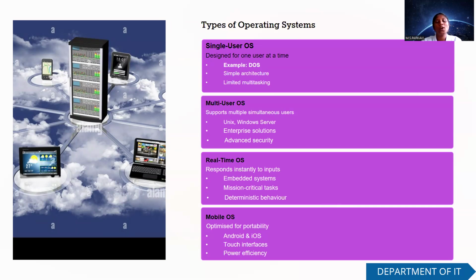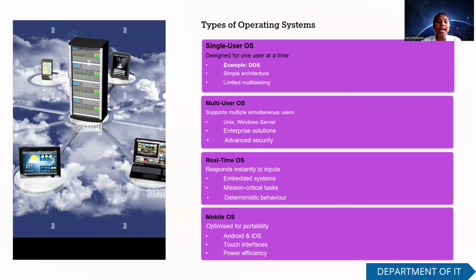The single-user operating system is designed for only one user at a time, for example for simple tasks. It has a simple architecture and limited multitasking. The second type is the multi-user operating system. It supports multiple users simultaneously. Examples include Unix, Windows, and servers. It is used for enterprise solutions and has advanced security.